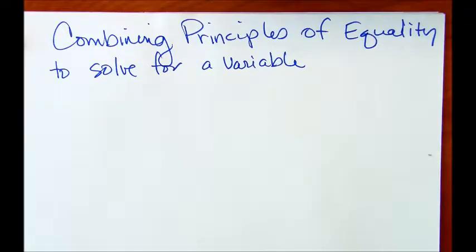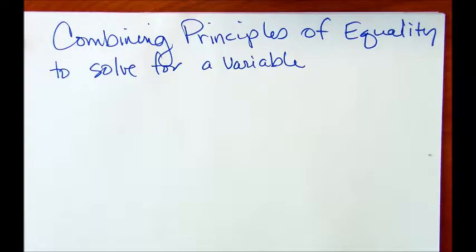Hey there, let's go ahead and do a little practice of combining principles of equality. Previously I talked about using the addition principle, and I've also talked in class about multiplication and division. What I want to do is combine all of these principles to solve multi-step equations. Basically, our main goal continues to be to isolate the variable on one side of the equal sign.